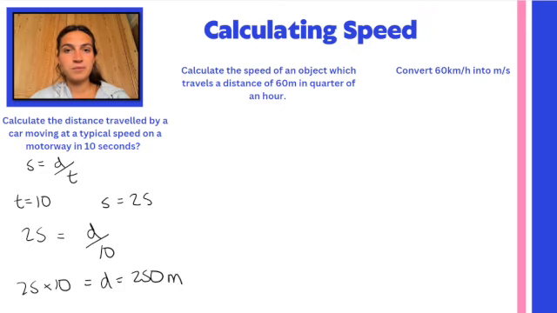Now I can rearrange my equation. So if I multiply my 25 by 10, that's equal to my distance d, which equals 250 meters.